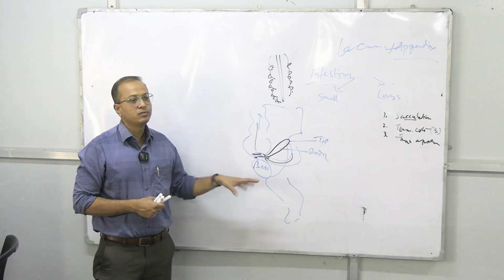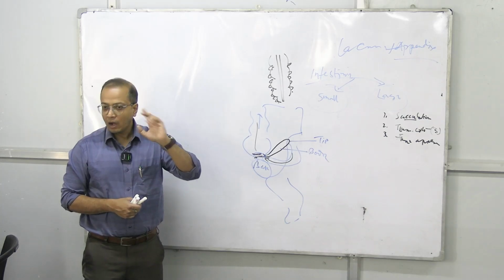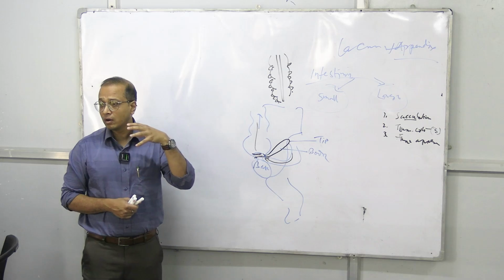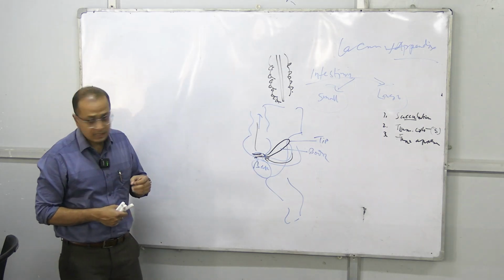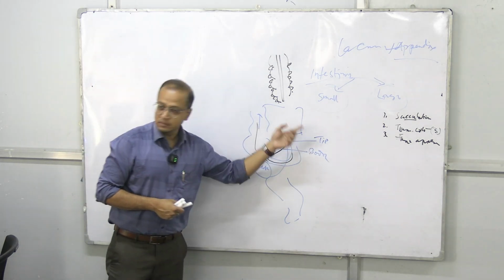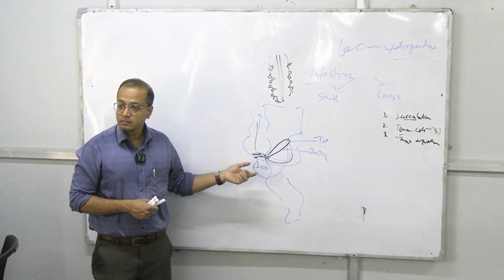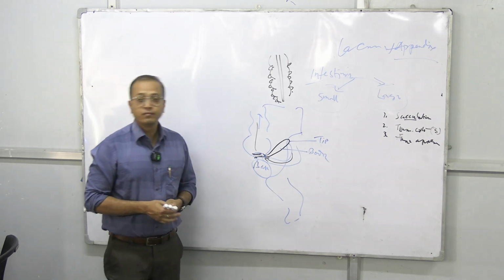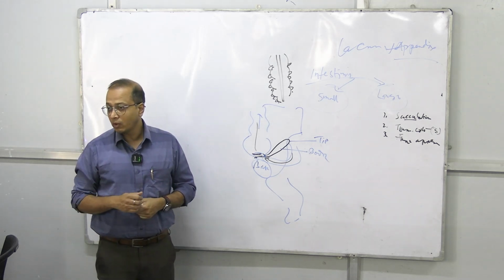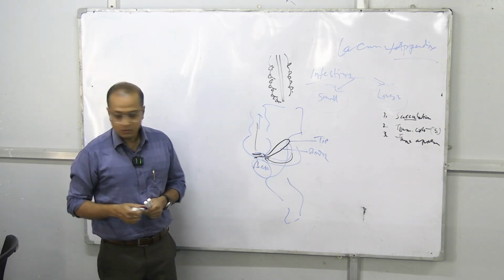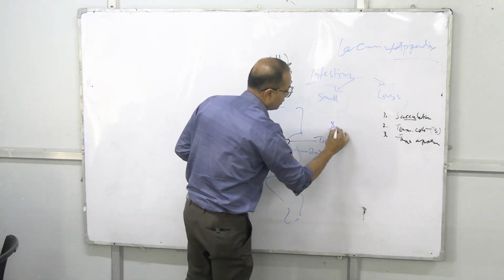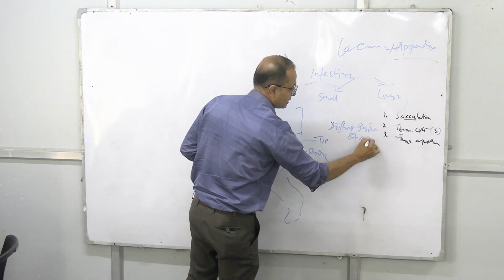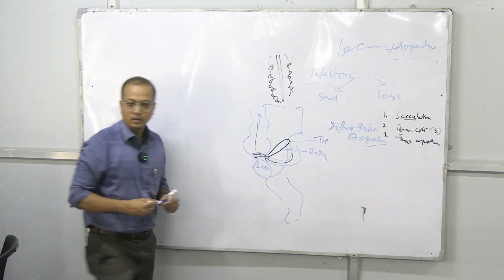Now this appendix may be directed in different directions. How the appendix is directed is classified by where the tip is placed. So the base is more or less in a constant position, but the tip is variable. If the tip is directed in different directions, we call them different positions of the appendix. So you have to study the different positions of the appendix.